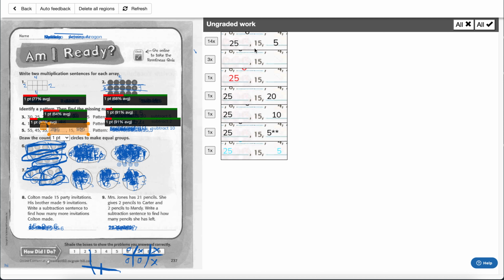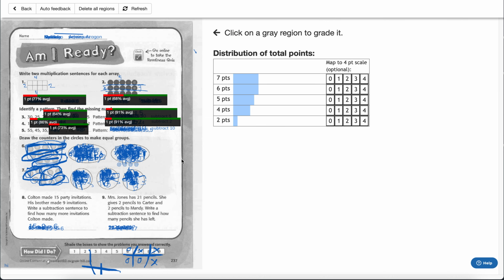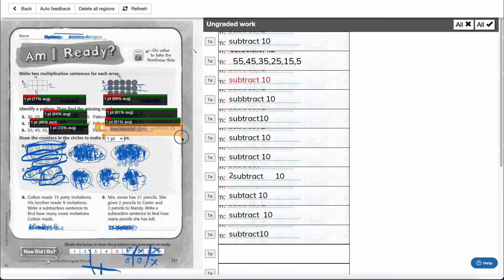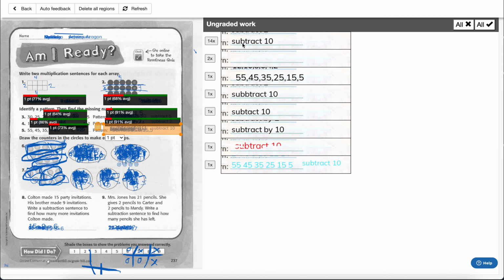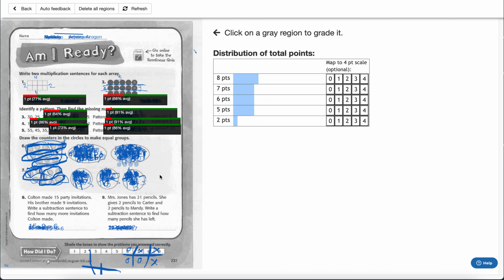Let's see, 25. It looks like it's going down by 10. So 25, 15, 5. These are all correct. Everything else is wrong. And then the last pattern here, again, this is subtract 10. Subtract 10, subtract 10, subtract 10. All these are correct. Everything else is wrong.